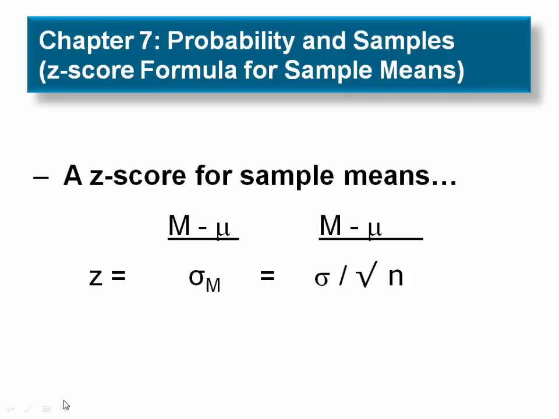Every mean has a z-score that describes its position in the distribution of sample means. Using z-scores and the unit normal table, it's possible to find the probability, proportion, or percentage associated with any specific sample mean.